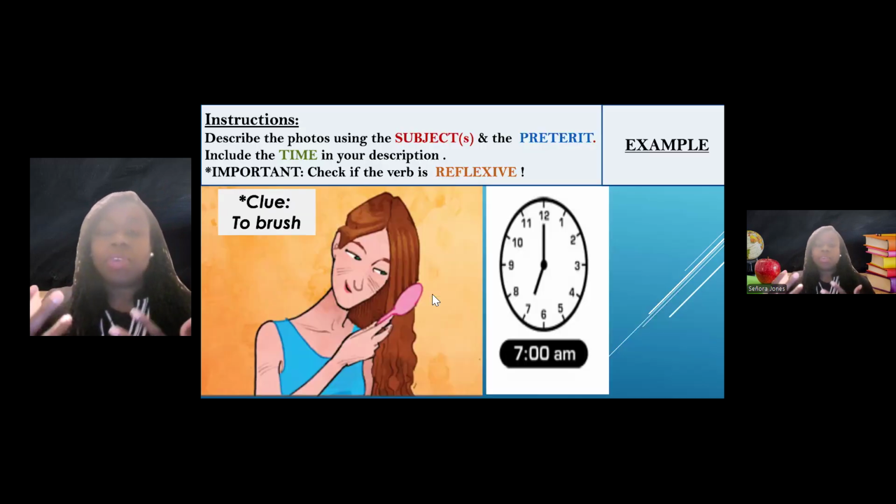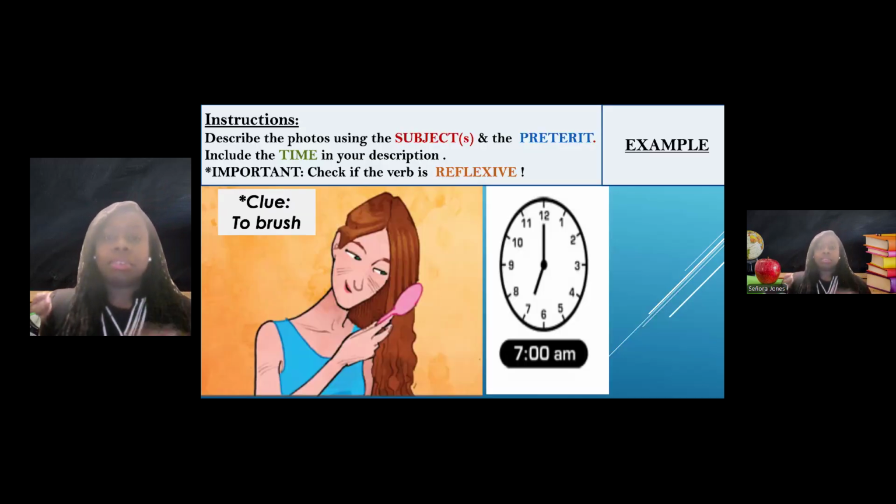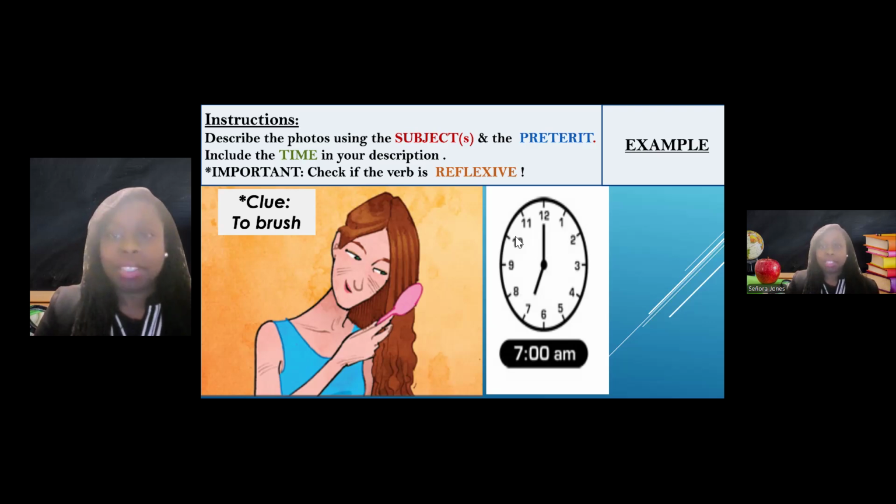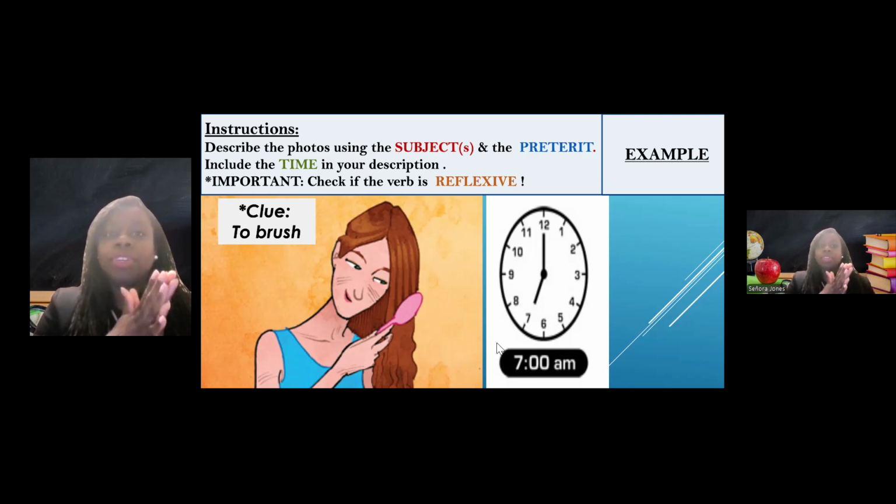All right, so now that we know what we're going to do when we're forming these descriptions in the preterite or in the past while using our reflexive, let's look at an example. And then we're going to look at two exercises that you guys can try to follow along with at home. Instructions, describe the photos using the subject and the preterite. Include the time in your description and check if the verb is reflexive.